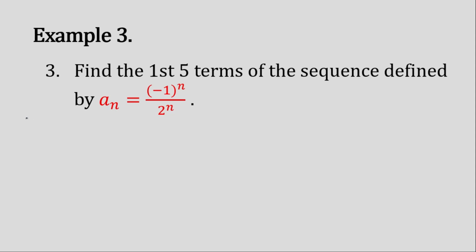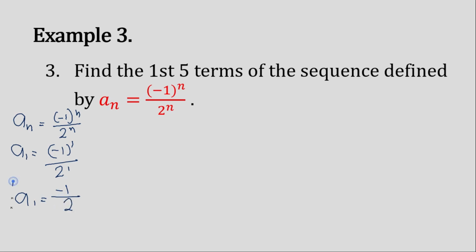Now again, let's solve for the first term. So we have a sub n equals negative 1 raised to n over 2 raised to n. So we need to solve for a sub 1. So a sub 1 is equal to negative 1 raised to 1 all over 2 raised to 1. So our a sub 1 is negative 1 raised to 1, which is negative 1, all over 2. So that is negative 1 half.